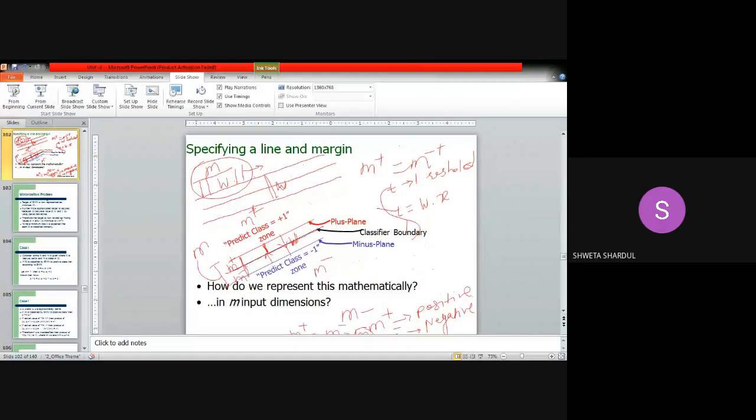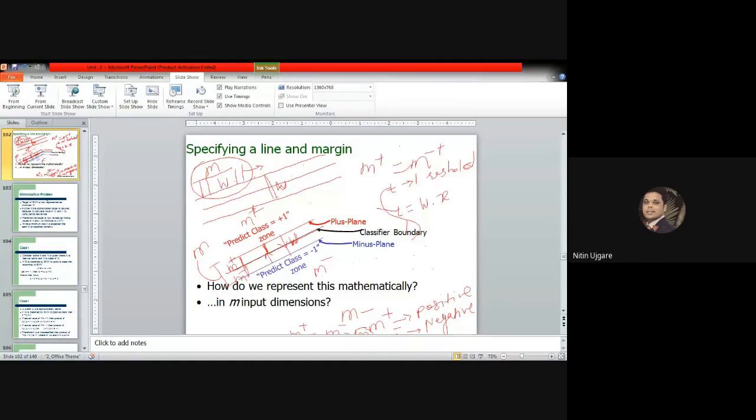Sir, are M plus and M minus equal, or do they vary? Yes, exactly. And that's how we are achieving the original margin of the decision boundary. Okay. We are taking the equidistance. The parallel lines are at equidistance from the decision boundary.